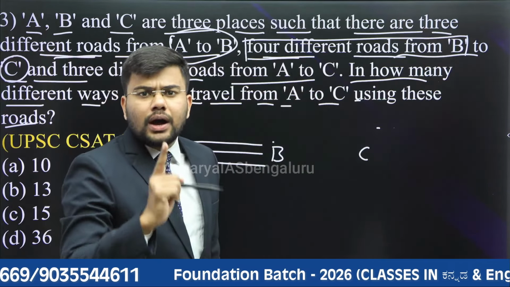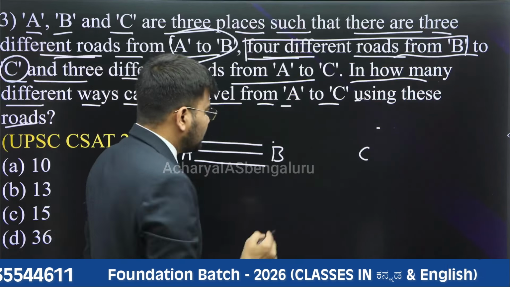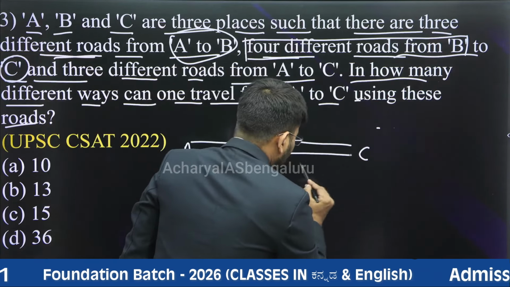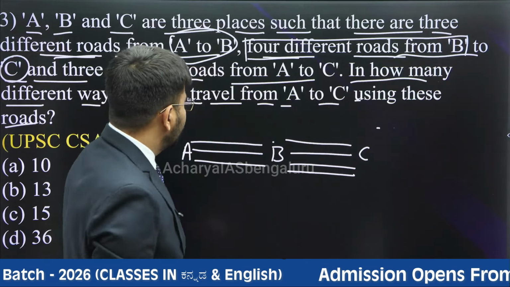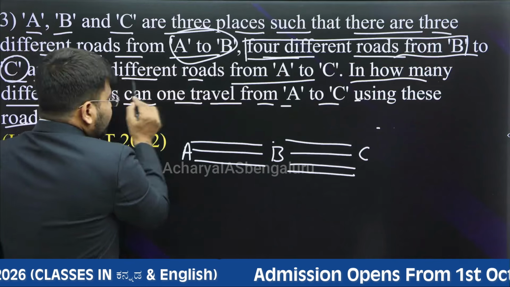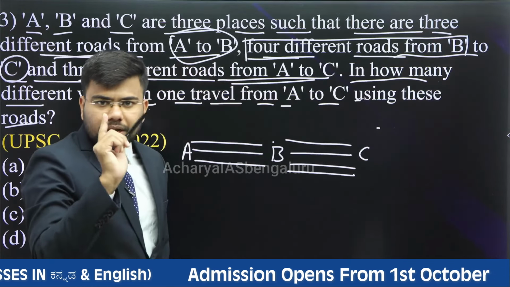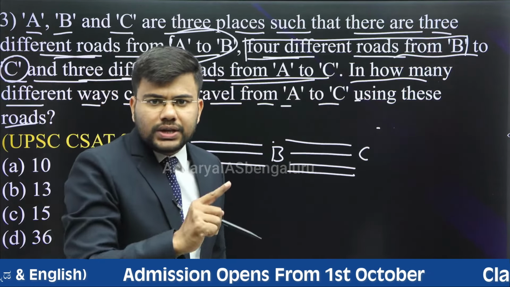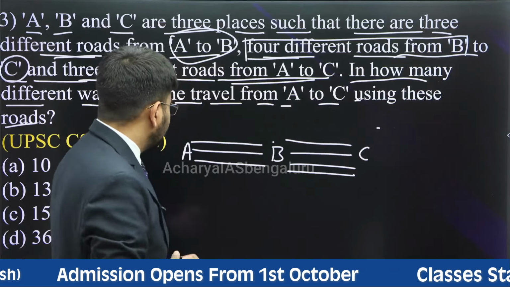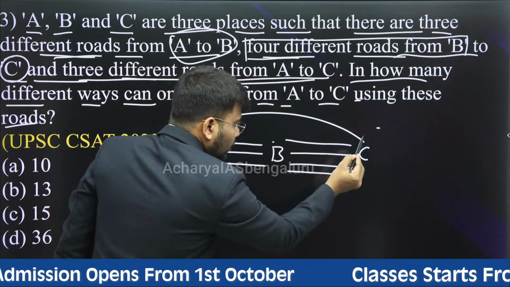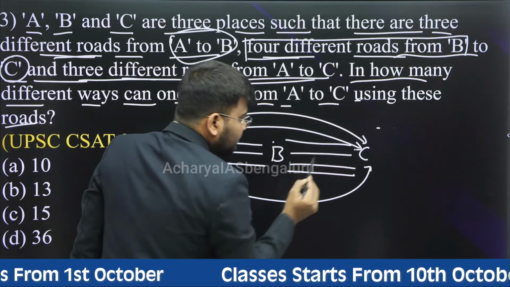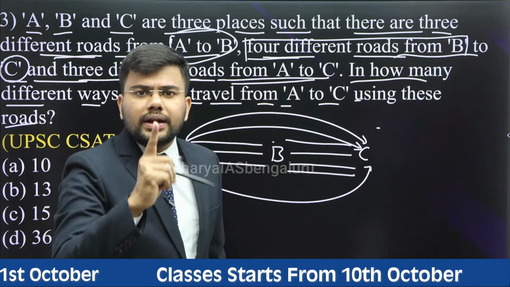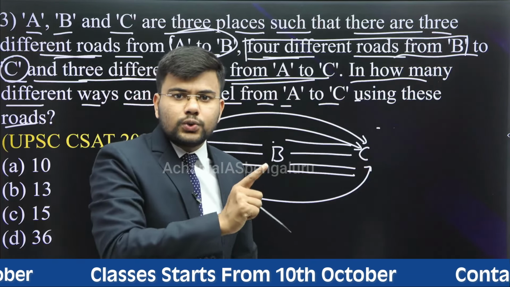4 different roads from B to C. From B to C, how many different roads are there? 4. That means 1, 2, 3, 4. 4 different roads are there. Now, 3 different roads from A to C. That means directly from A to C, there are 3 different roads: first road, second road and third road. These are the 3 direct different roads from A to C.